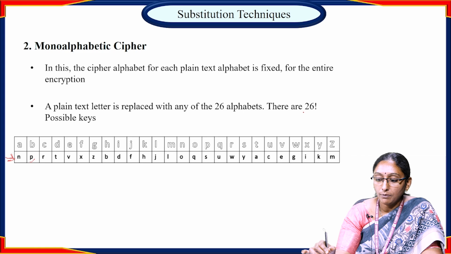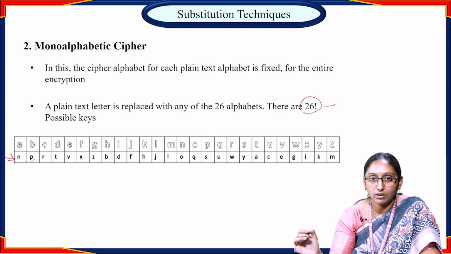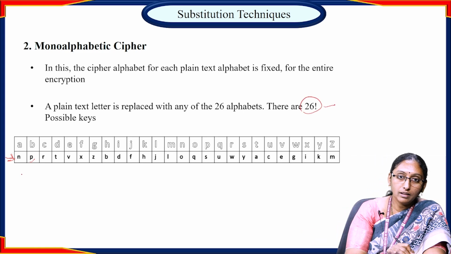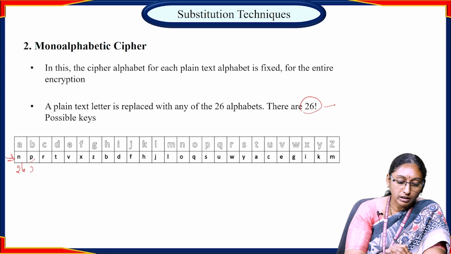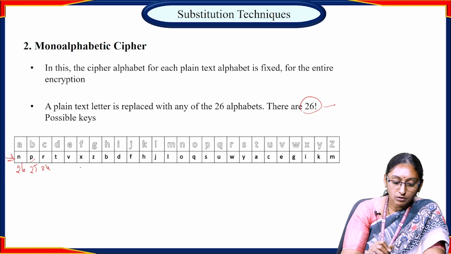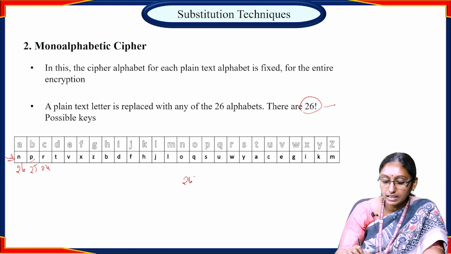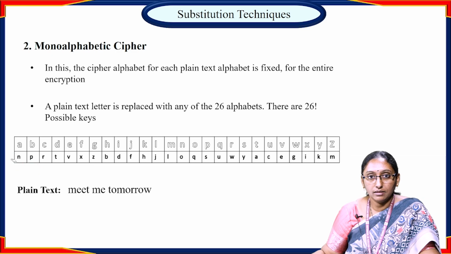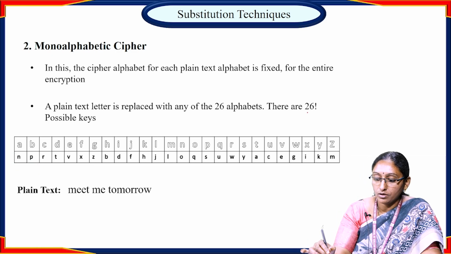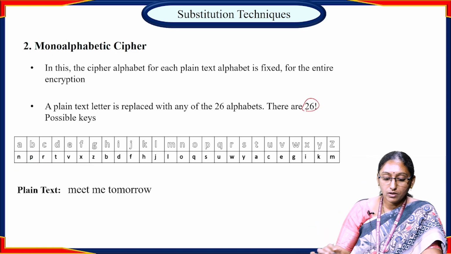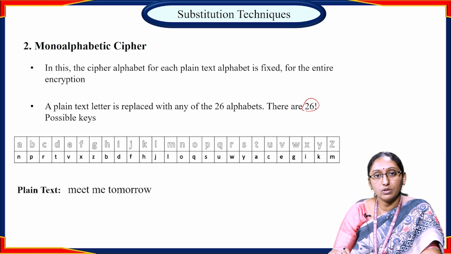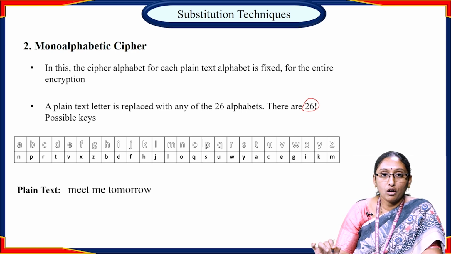So how many possible permutations may we have? 26 factorial. For A, how many possibilities are there to choose one letter as a ciphertext letter? 26 possibilities. Next, for B, 25, because one is already fixed for A. So the remaining alphabets are 25. Like that, for C we have 24. When we take this, it is equivalent to 26 factorial. So we can say the possible number of keys is increased to 26 factorial. Okay, so let's see how we can convert plain text to ciphertext using this monoalphabetic cipher.